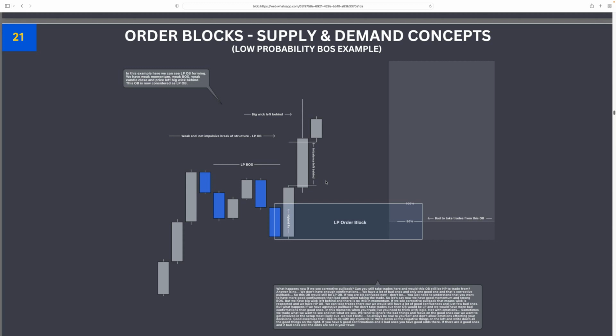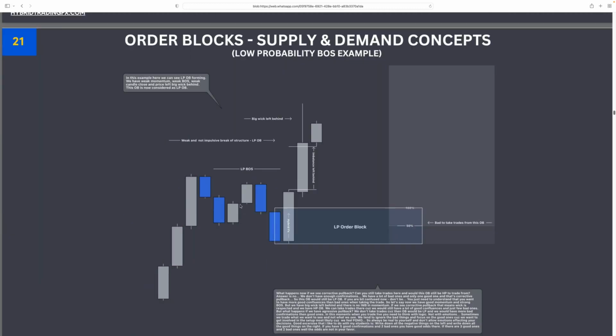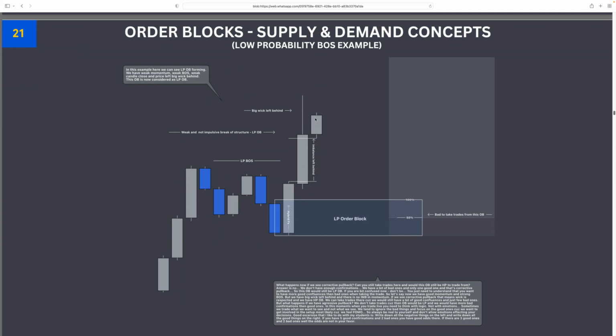Low probability break of structure. So why is this considered low probability? It's because you do not have momentum when you broke the high. So how do we break the high here? Impulsively, right? We're breaking highs impulsively and we have momentum in this market. So this is why this is considered a high probability order block or high probability breakout structure. And this is a low probability breakout structure. Why? Because we do not have momentum in this market.